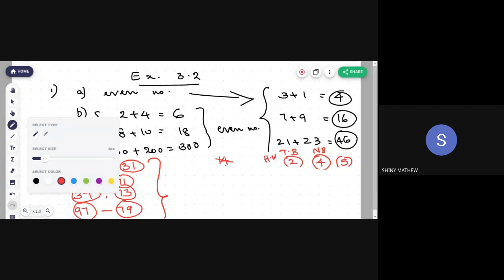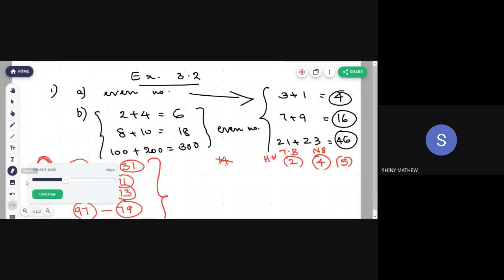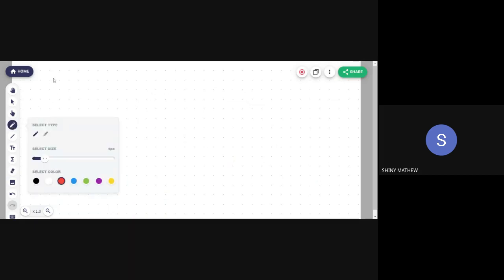So now you listen, question number 6. Express the following as sum of two odd primes. Okay, express the following as sum of two odd primes. Okay, these are the questions, you listen. 44, can you write it as sum of two odd prime numbers?